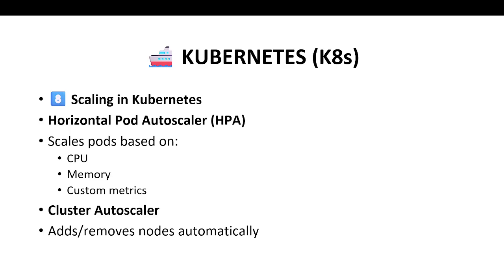And scaling in Kubernetes. There are kinds of scaling. Horizontal pod autoscaler, HPA. We call it HPA, horizontal pod autoscaler. It scales pods based on CPU, memory, and custom metrics. Next one is cluster autoscaler, which adds and removes nodes automatically. So this will handle adding and removing nodes automatically.